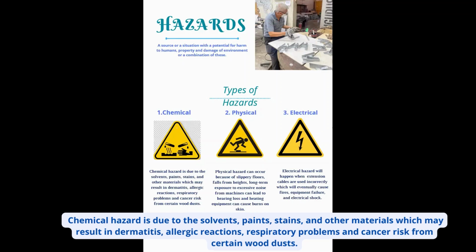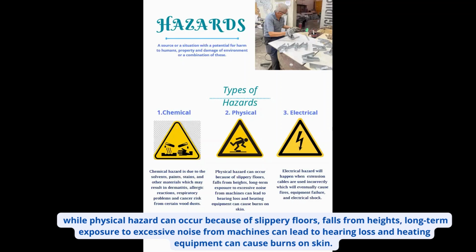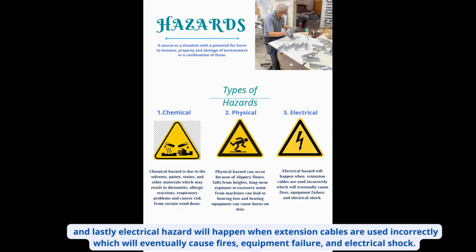Chemical hazard is due to solvents, paint, stain, and other materials which may result in dermatitis, allergic reaction, respiratory problems, and cancer risk from certain wood dust. While physical hazard can occur because of slippery floors, falls from height, and long-term exposure to excessive noise from machines can lead to hearing loss, and heating equipment can cause burns on skin. And lastly, electrical hazard will happen when extension cables are used incorrectly, which will eventually cause fire, equipment failure, and electrical shock.